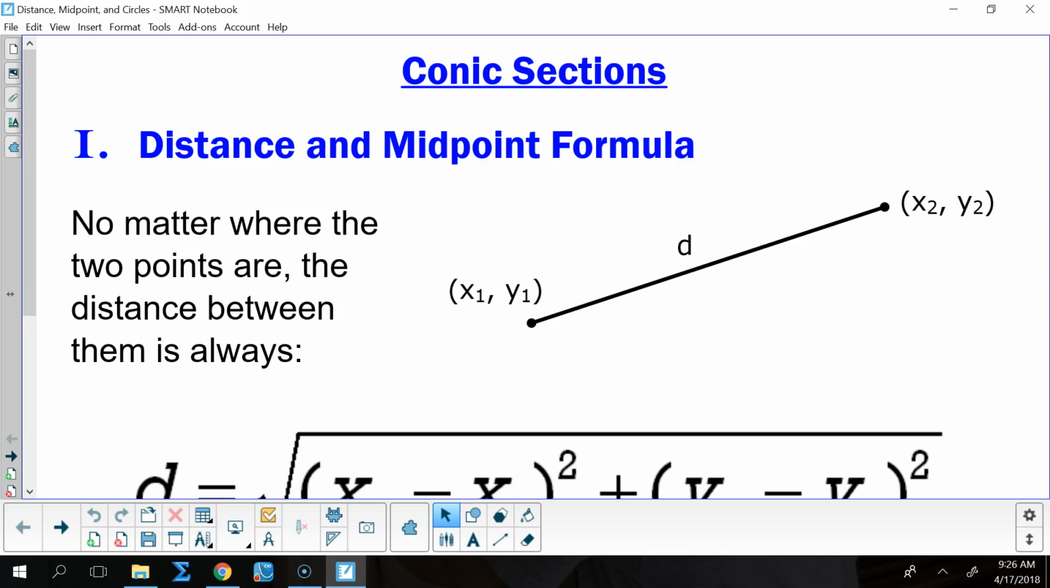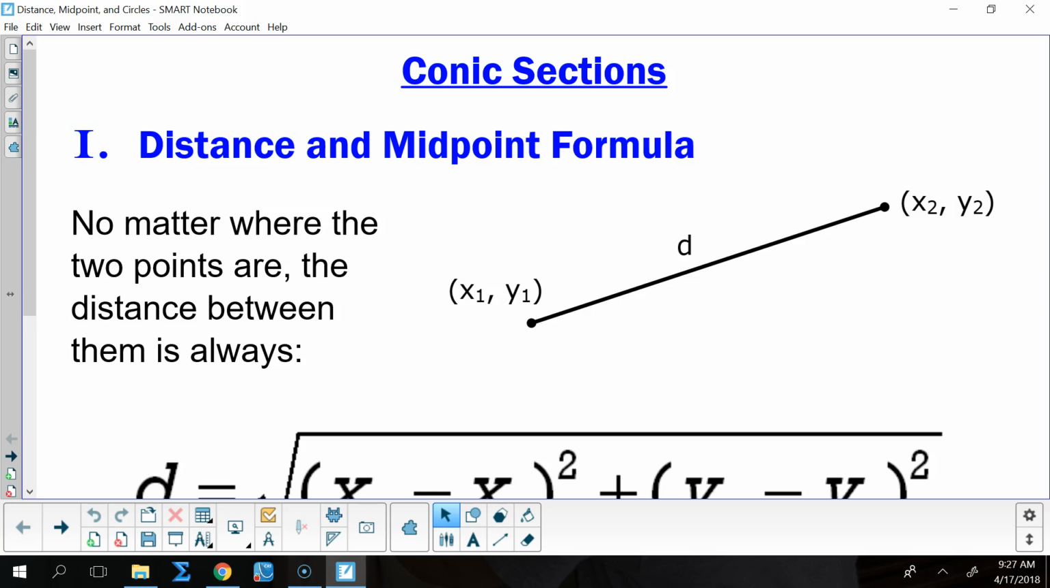Conic sections. Okay, we're going to deal with a brief unit. It shouldn't take us more than a couple of weeks. There are 4 conic sections. They are parabolas, circles, ellipses, and hyperbolas. And the reason that they're called conic sections is because they all come from a cone. It's how you slice a cone that gets you those.